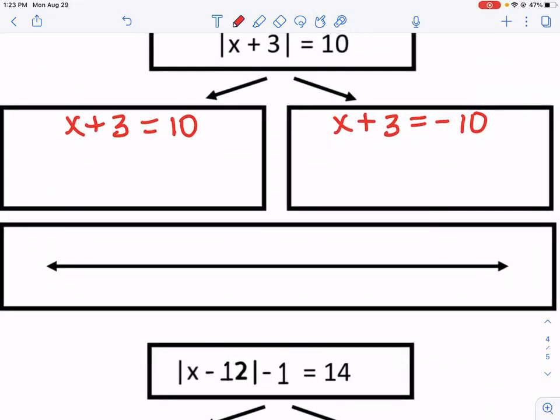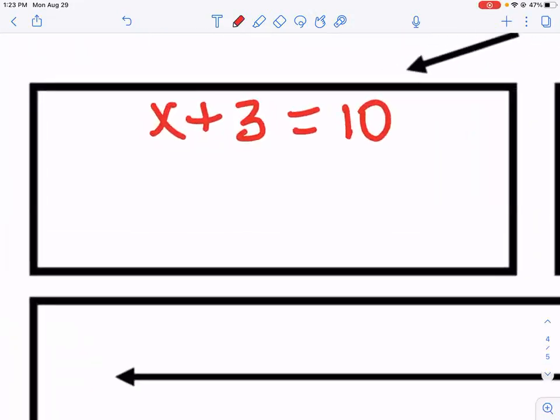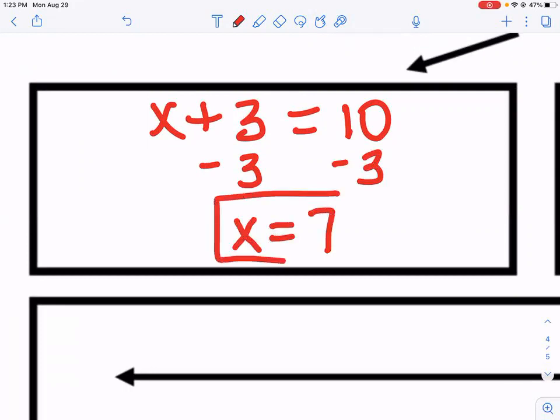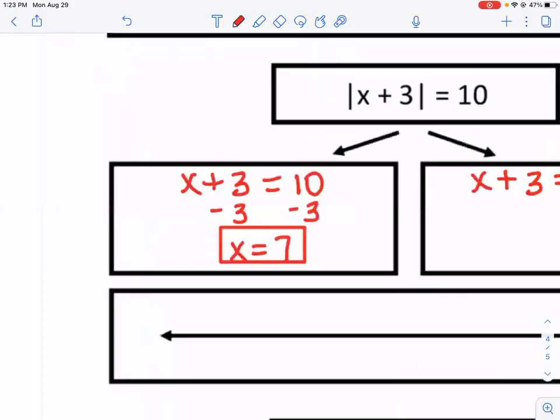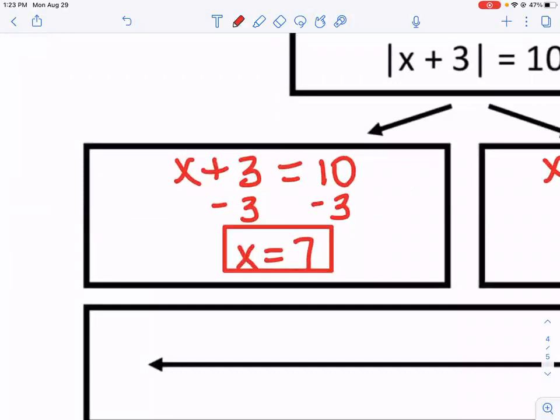Okay. So now let's focus on this one right here. X plus 3 equals 10. How do we need to get x by itself? We need to subtract 3 so that we get 7. You have to show your work for that. I need to at least see the x plus 3 equals 10. Bare minimum, I need to see this and this.